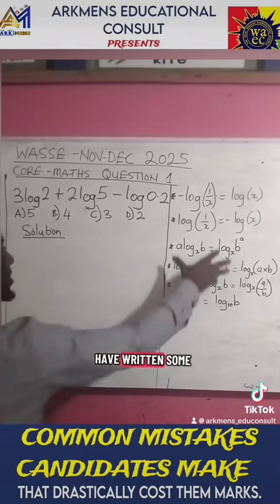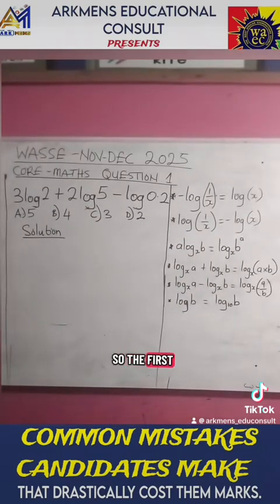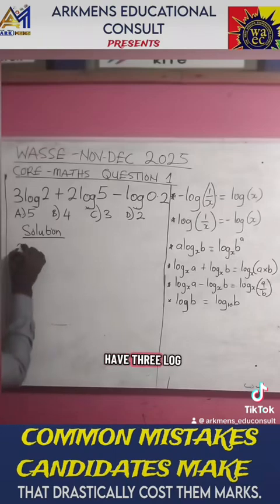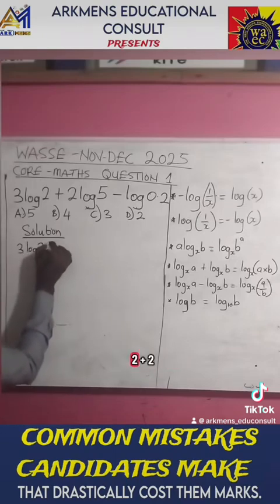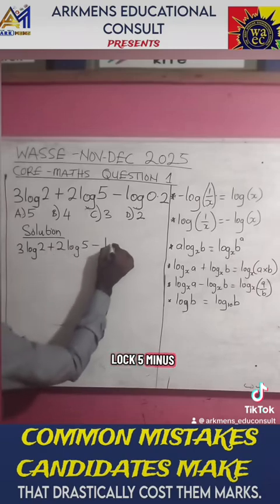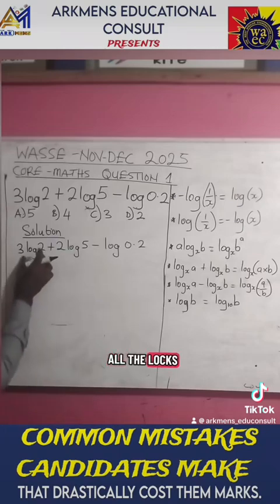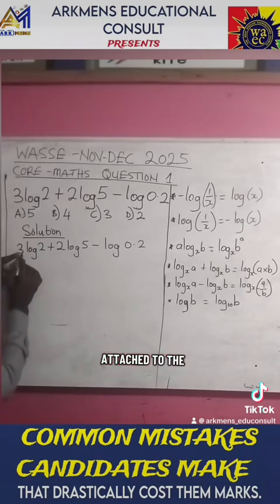Before that, I have written some rules of logarithm over here, which are going to help us. The first thing we need to do to make it simple is to write the question: 3 log 2 plus 2 log 5 minus log 0.2. We need to simplify so that all the logs stand alone, with no number attached to the log.